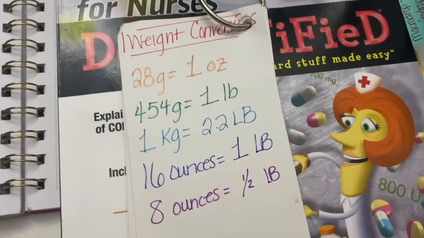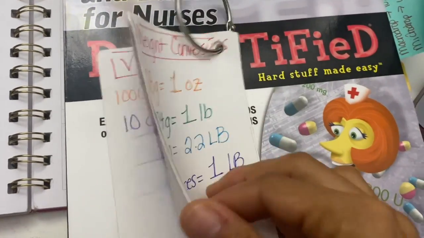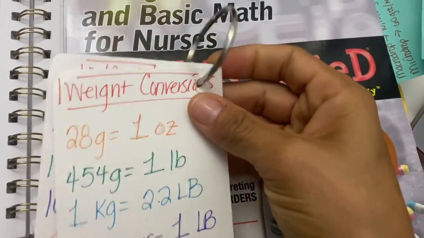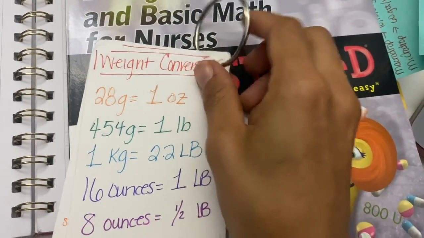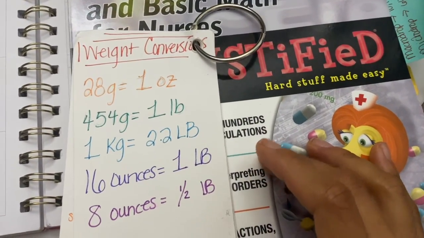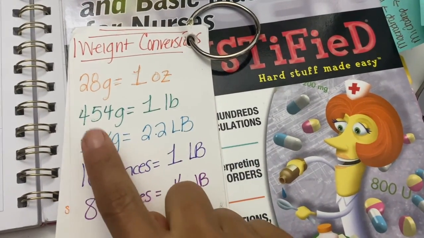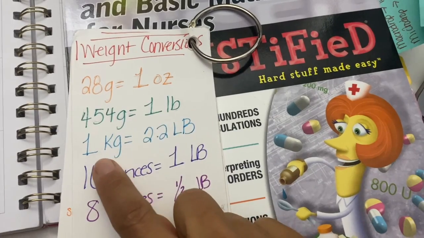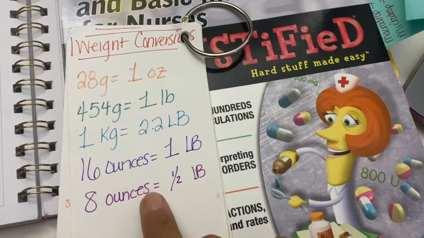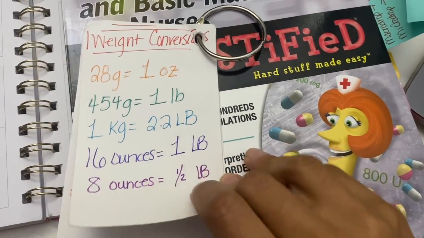So for nursing one, our classroom was given a conversion chart. As you can see, I just took a couple of flashcards and with a hole puncher, I made a hole and put it into a keychain. That way I'll be able to carry it with me and study. These are the conversions right here. I wrote them out in color and it really helps me visualize.